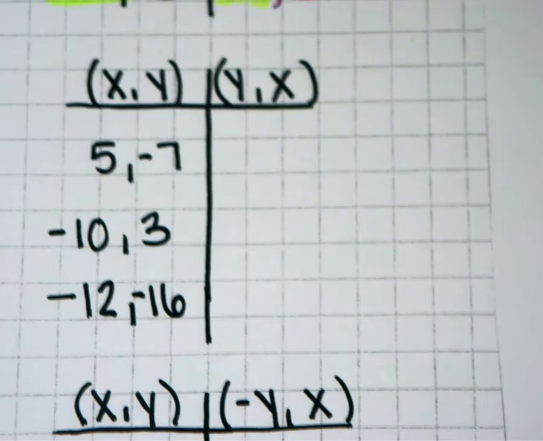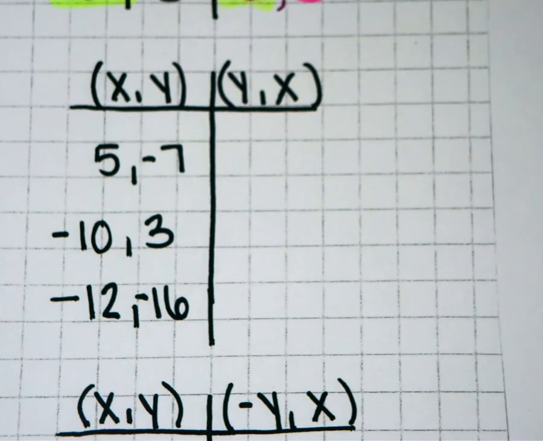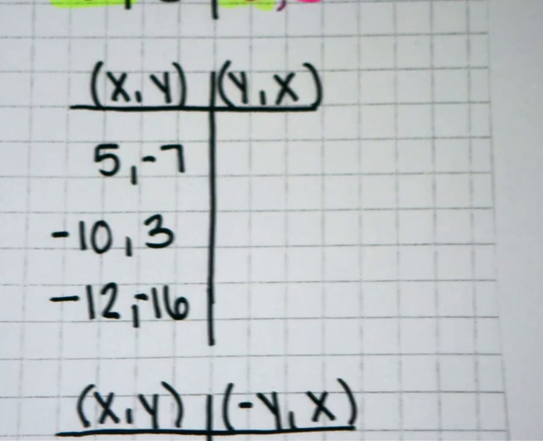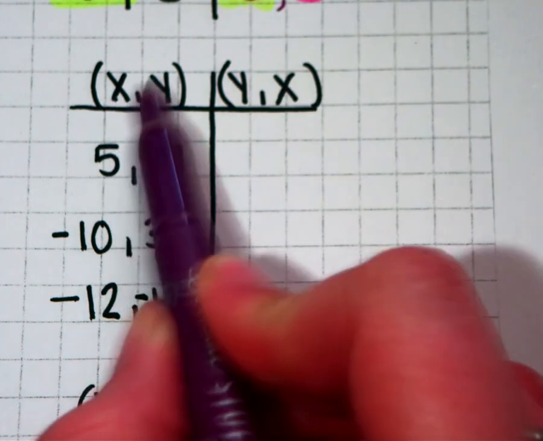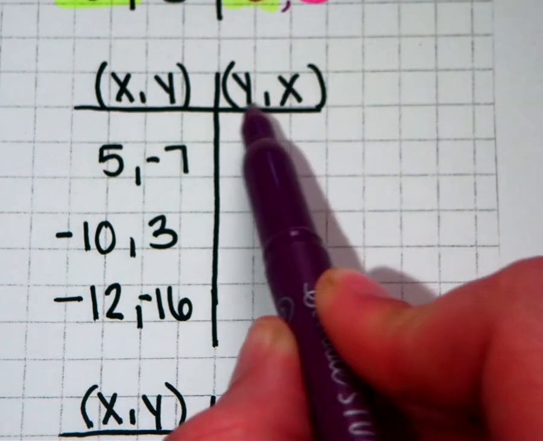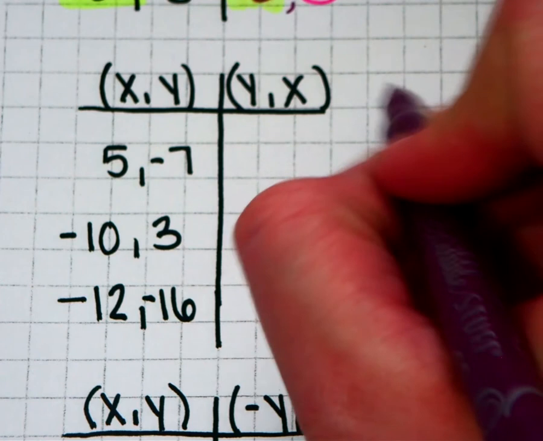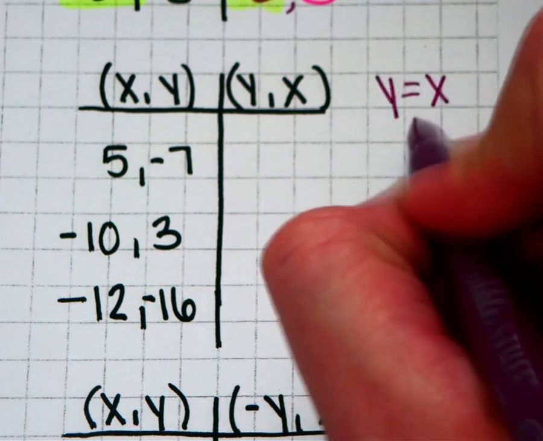All right, on this one, this is a little bit different. Notice how there's no negatives in these problems. That means that we're going to keep the signs the same. But now what's going to happen is locations are going to flip-flop. This was xy and is now yx. This is a y equals x reflection.